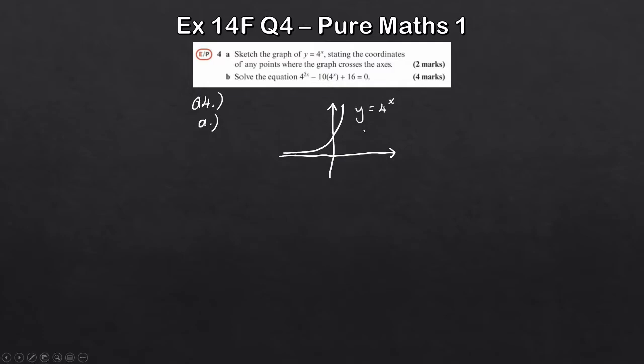But we need to mark down where this crosses the axes. Well, it never crosses the x-axis, but it does cross the y-axis, like we can see at this point here. So what is that point? Well, that point occurs when x is 0.